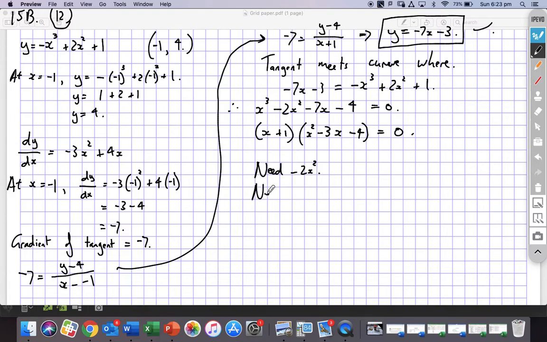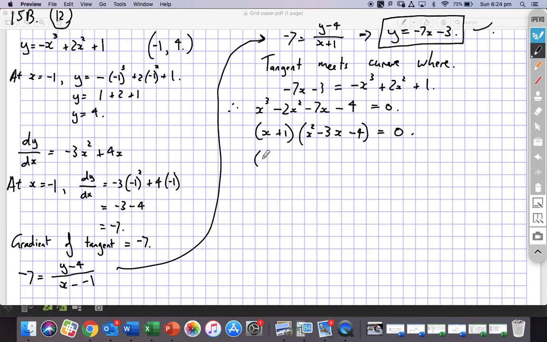I also need, so I'm doing a check here, I need a minus 7x. Okay, let's see if we get minus 7x. All right, if you're doing this expansion, at some point you'd do x times minus 4, you'd have a minus 4x. You'd also have to do 1 times minus 3x. So that does make minus 7, right? x times minus 4, minus 4x. 1 times minus 3x, minus 3x. Put those together, minus 7x. So that equation is correct.